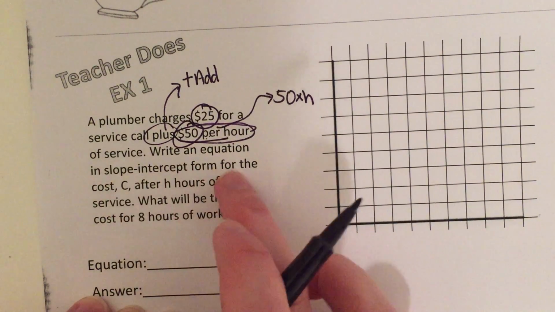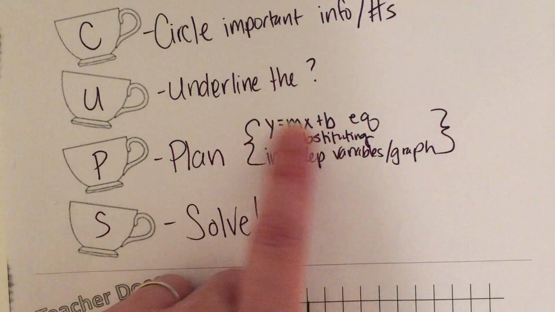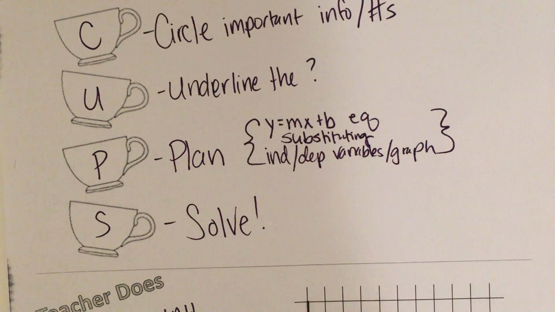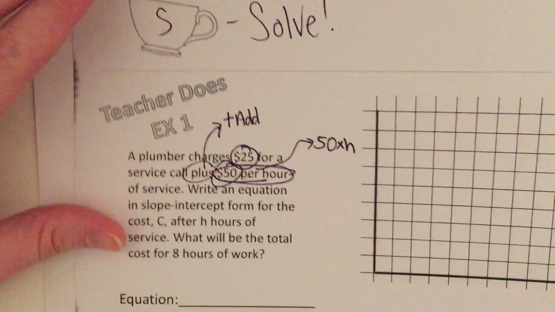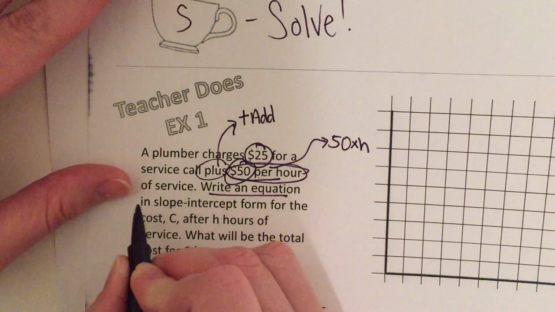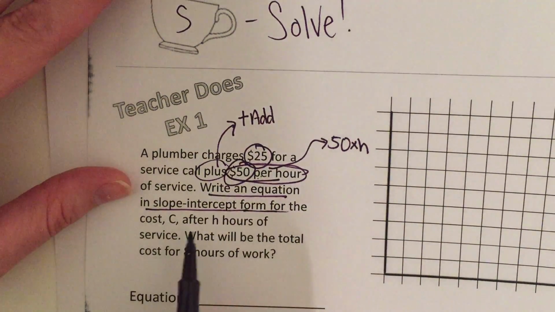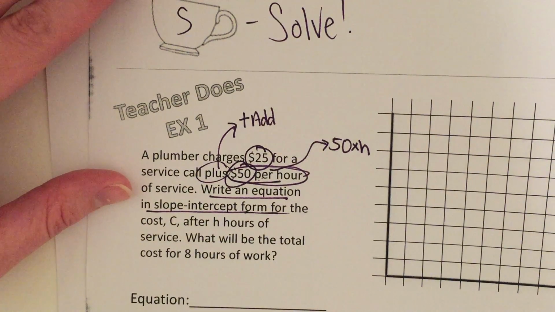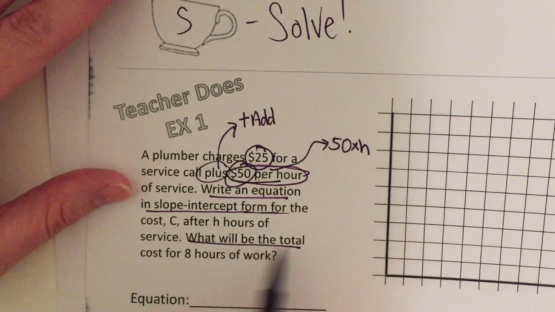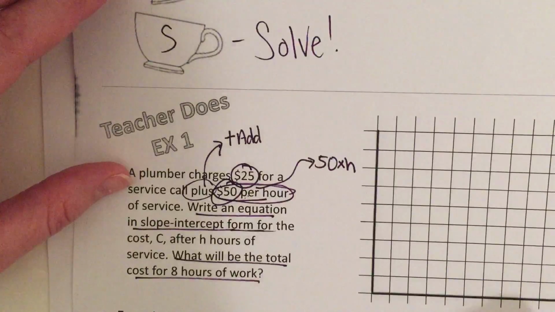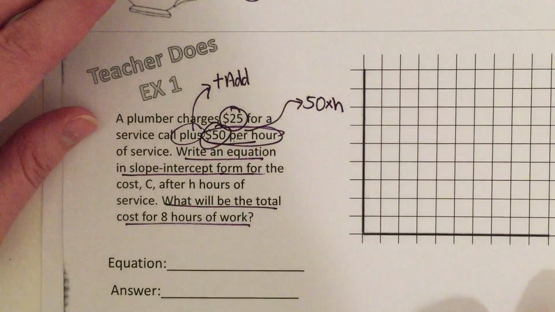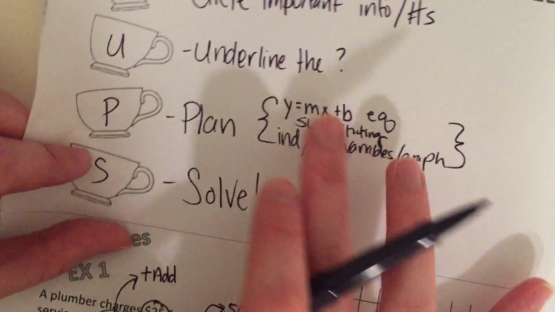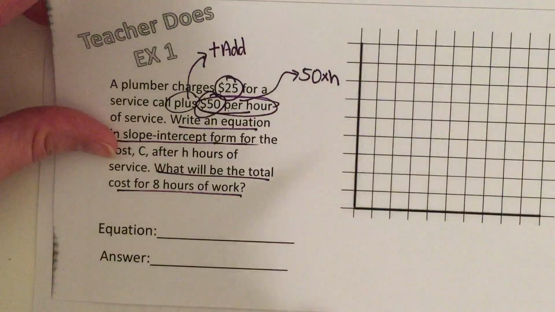Write an equation in slope-intercept form. Just as I said in the plans, going to be looking for y equals mx plus b. So let's underline that. Write an equation in slope-intercept form for the cost C after H hours of service. What will be the total cost for 8 hours of work? So there's our final question that is wanting us to answer. Now, if I'm going back to the plan, y equals mx plus b was part of our plan. Let's jot that down.